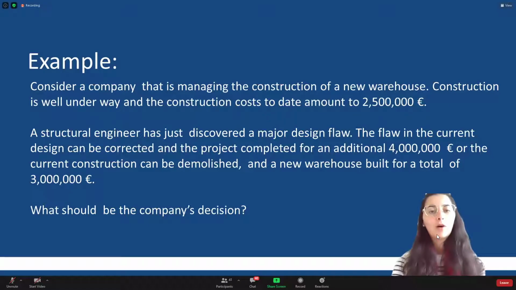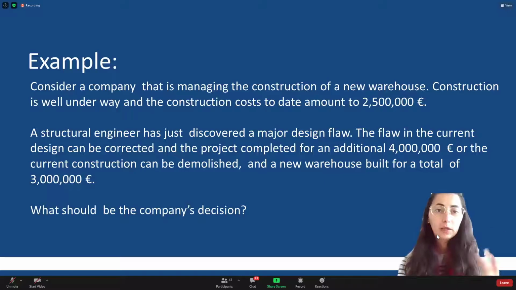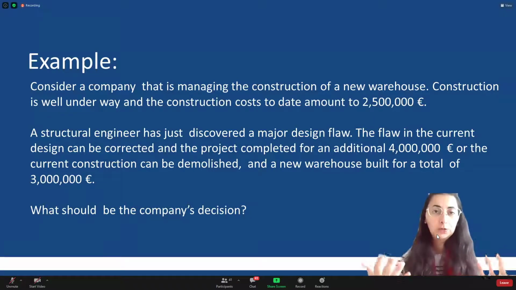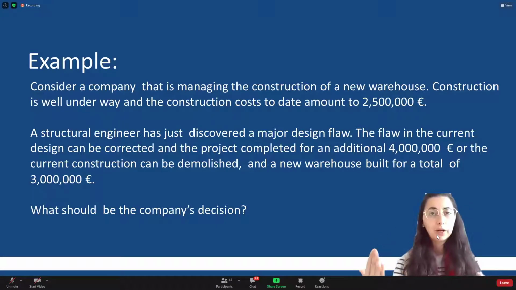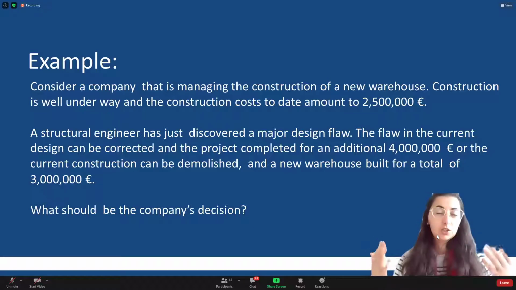Okay, so how do we call the 2.5 million that is the value of construction at the moment? Sunk cost. It's a sunk cost. It's a cost that we have incurred already, so it won't change. No matter what the decision, this cost has been incurred in the past. Very good. Now, we have the two options, and we are looking to the future. One option of repairing the project costs 4 million. The other option of demolishing and building a brand new warehouse costs 3 million. So the decision here should be to opt for the 3 million option because it's cheaper than the 4 million option. Very good.